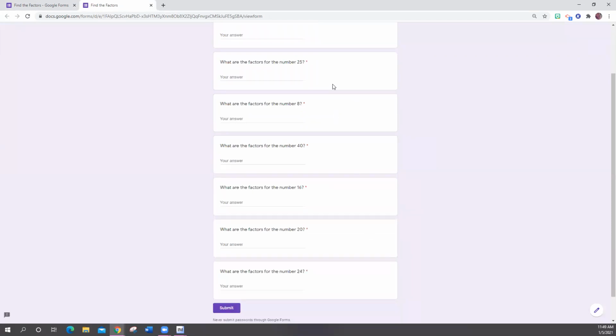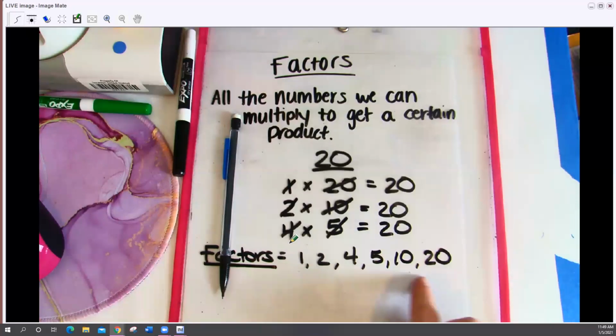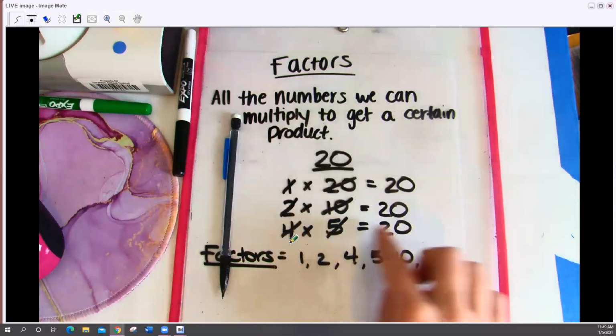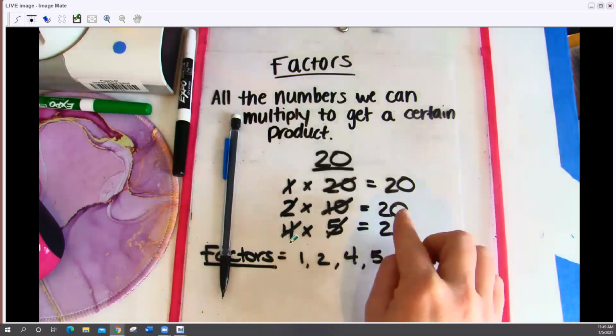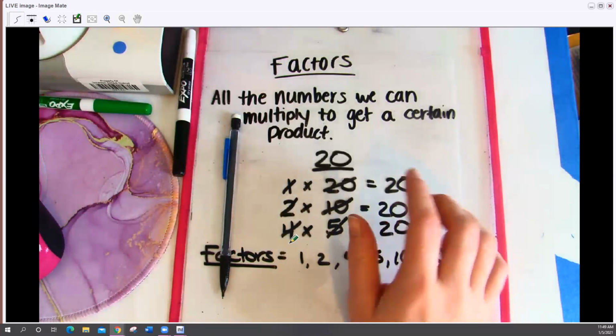So you're going to find the answer to 6 different numbers. So we have, what are the factors for the number 25? What are the factors for the number 8? What are the factors for the number 40? What are the factors for the number 16? What are the factors for the number 20? And what are the factors for the number 24? So all you have to do is give me this. You don't have to include the equation. That's just for you to do when you need help trying to figure out the factors. All I want to know is what the factors are.